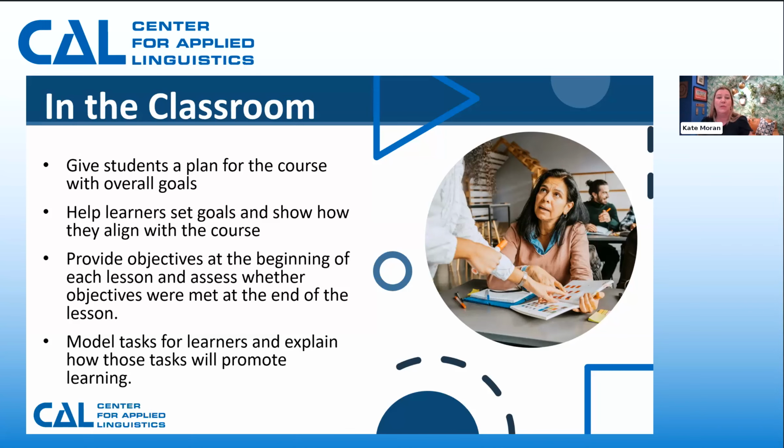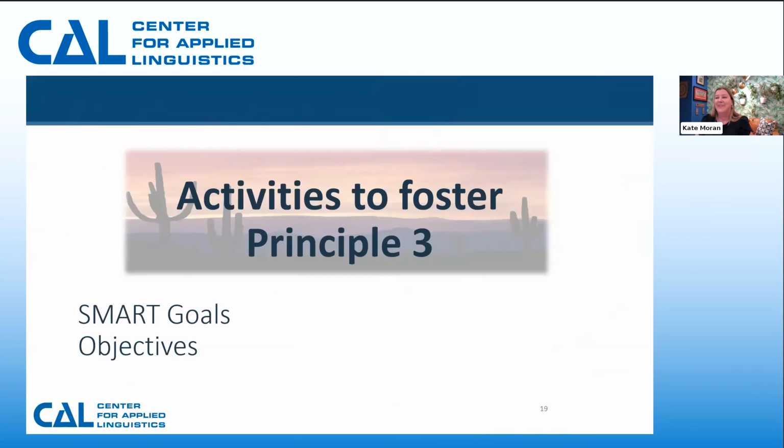We're going to talk more about writing objectives in just a moment, but the last point to touch on here is the importance of modeling tasks. Model activities and tasks for your students and show them how these tasks will promote learning and move them toward their goals. So let's talk about 2 activities you can use to connect your teaching methods to your students' goals.